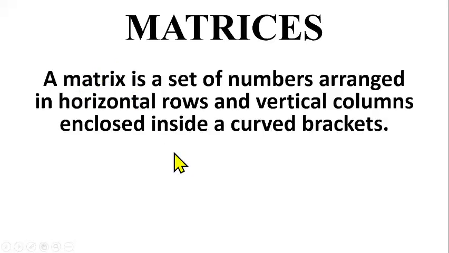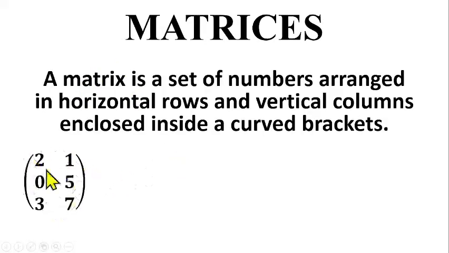Now for example, look at this. This is an example of a matrix. We have some numbers arranged in rows and columns and enclosed in curved brackets. But before I tell you how many rows and how many columns this matrix has, can you tell me how many rows, how many columns it has, and where the rows and the columns are? You can pause the video and try to find out the number of rows and columns this matrix has. I'll give you 1 second to do that.